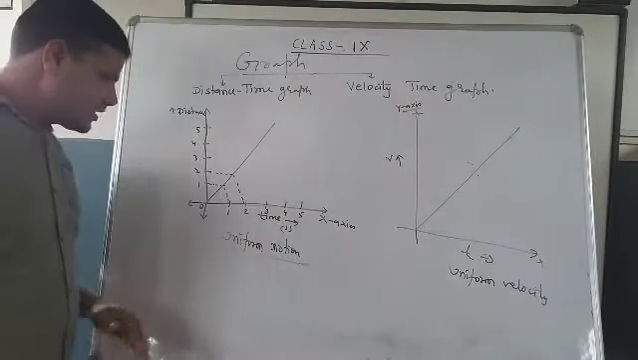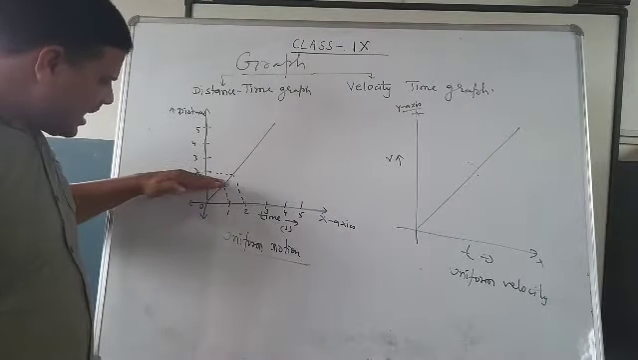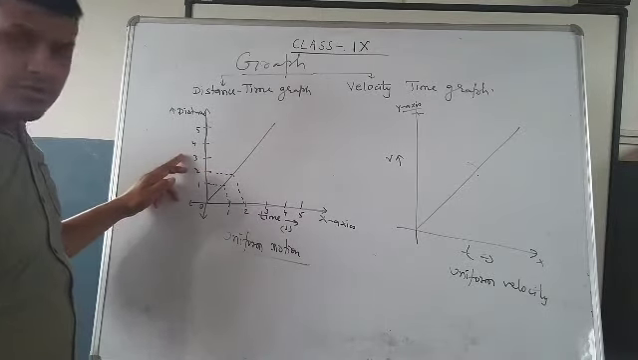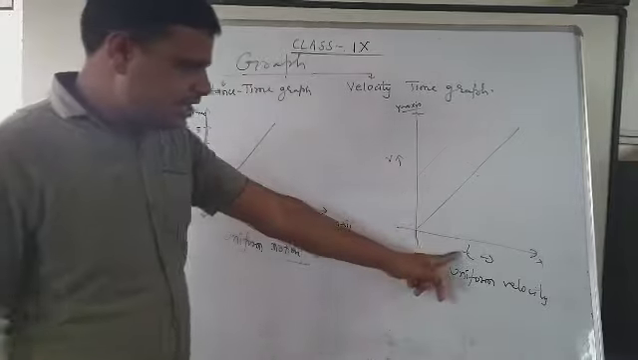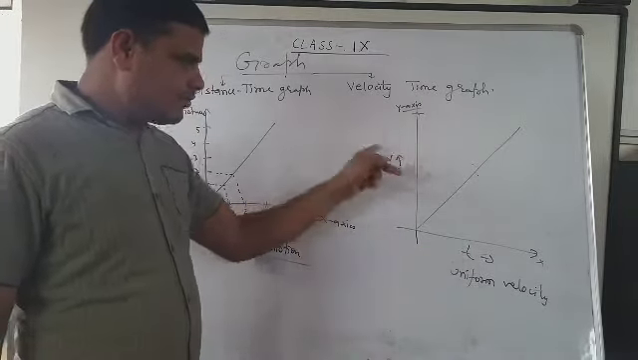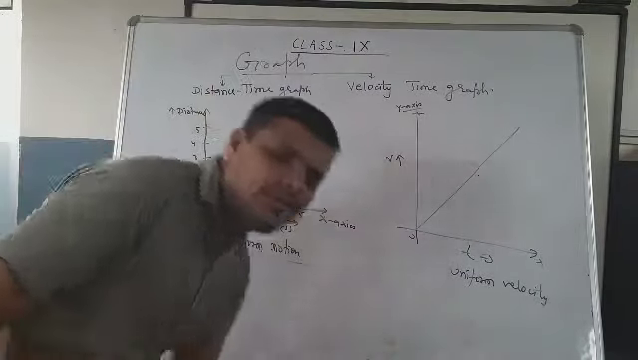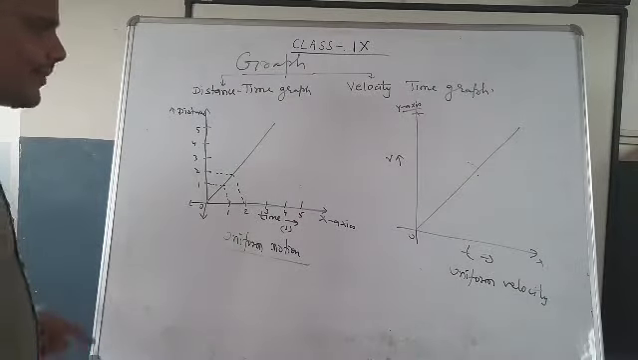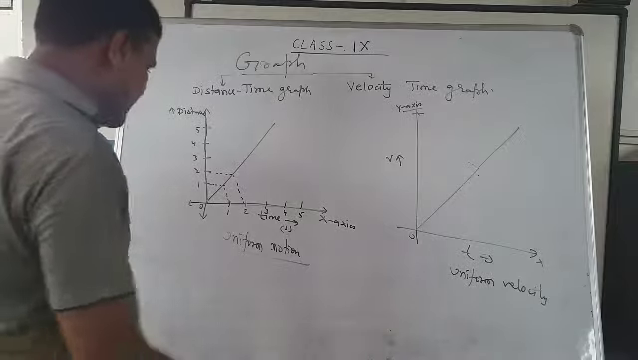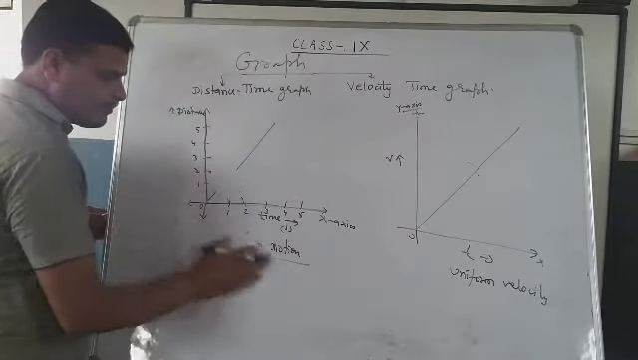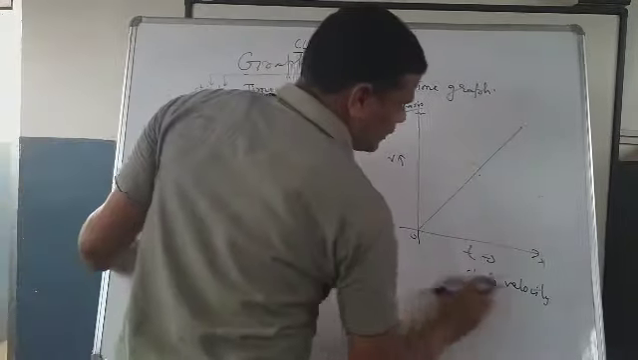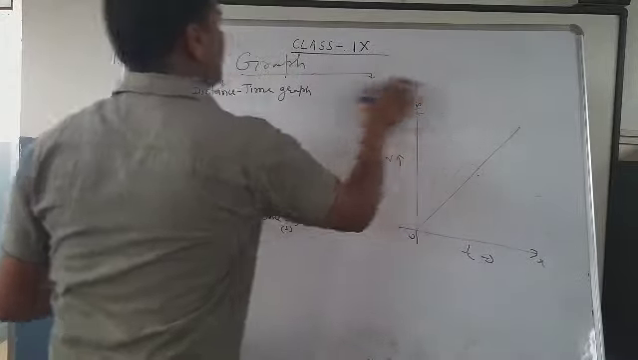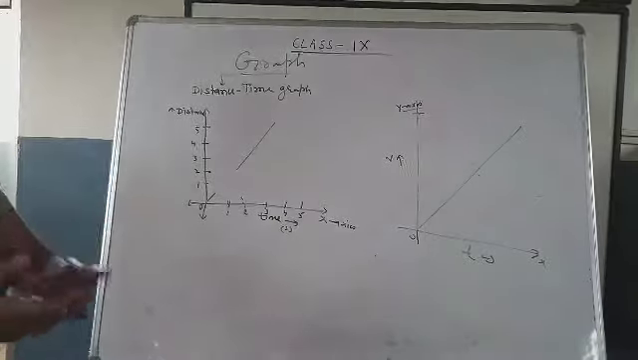It is uniform motion, and it is uniform velocity. Because in this case, we are changing the time and the distance also changes. Here we are changing the time, the velocity is changing uniformly. That means it is a uniform velocity. Now, one thing you have to be careful about. Now we have to talk only about the distance time graph.